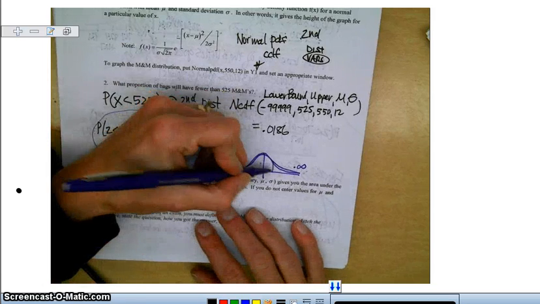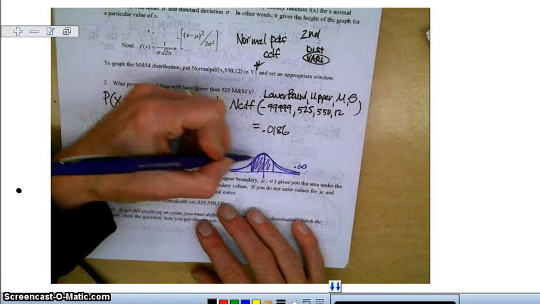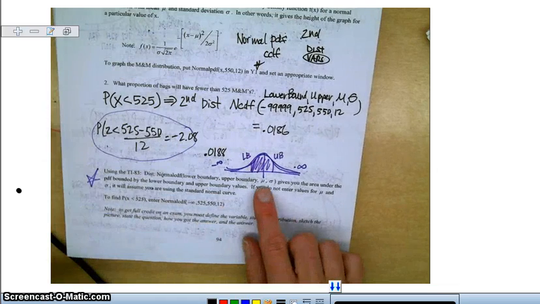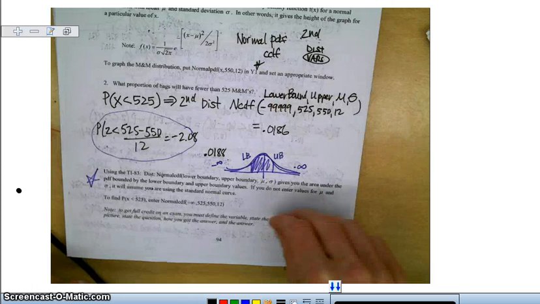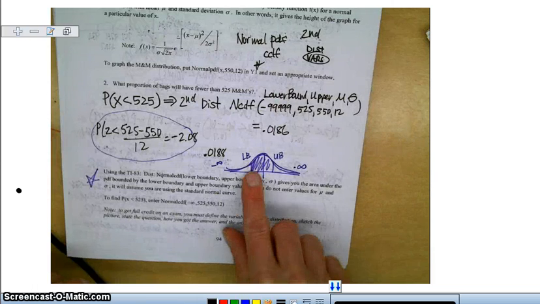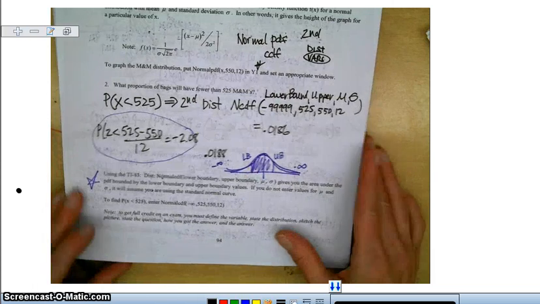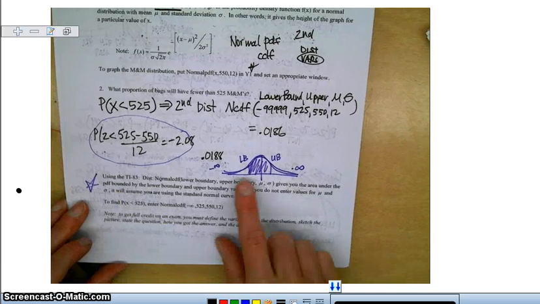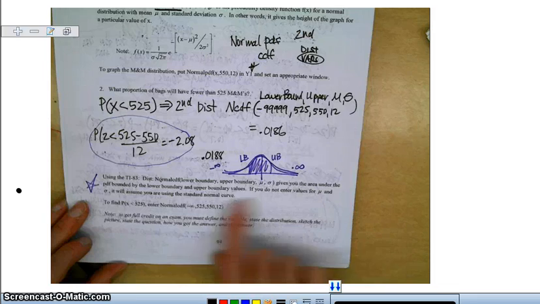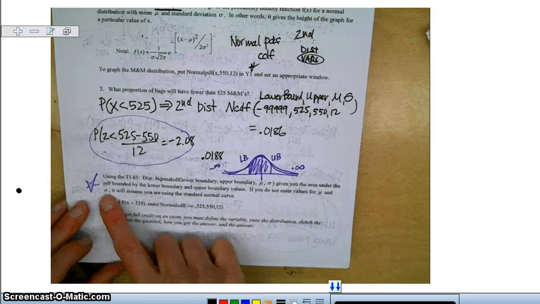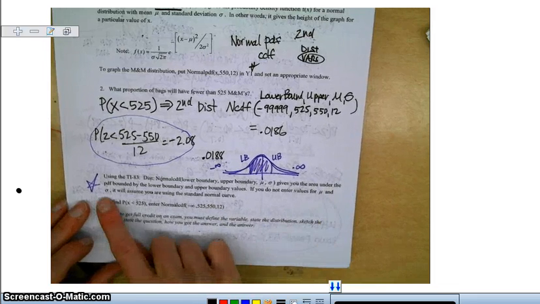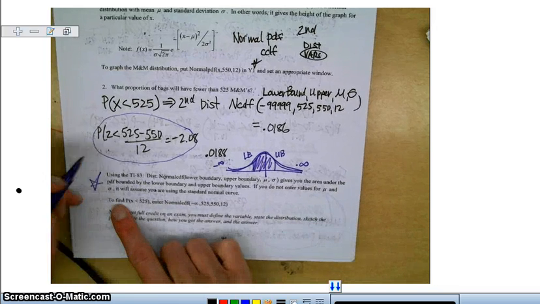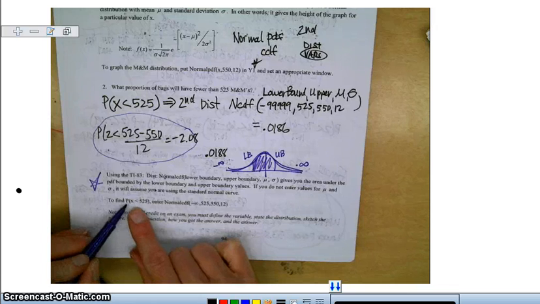Whatever area you're shading, if you're shading from here to here, this would be your lower bound and the upper bound would be here. Then you type in your mean and standard deviation for whatever situation you have. Lower on the left, upper on the right. It gives you the area under the curve bounded by the lower and upper bounds. If you don't enter values for mu and sigma, it will assume 0 and 1, so it'll give you a z-score.